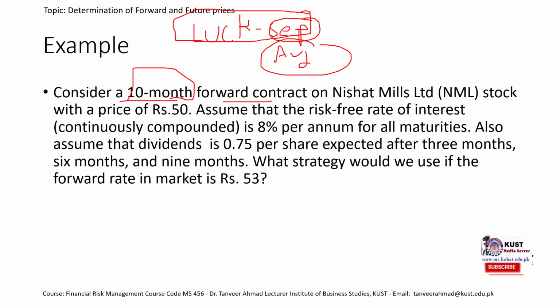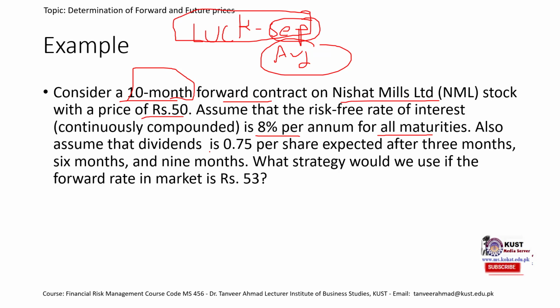So consider a 10 months forward contract of Nishat Mill Limited. This is a stock that is listed on the Pakistan Stock Exchange. The price is 50 rupees, hypothetical price. This is S naught in our case. Assume that the risk-free rate of interest, continuously compounding, is 8% per annum for all maturities, whether it would mature in 3 months or 4 months or 5 months. In the previous example, we had different interest rates, but in this case, we have a single interest rate, and that interest rate would apply for all maturities.